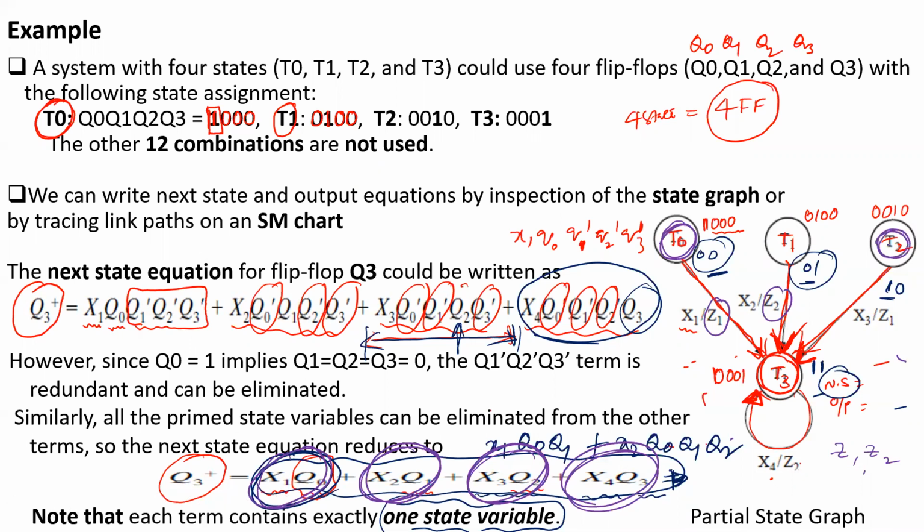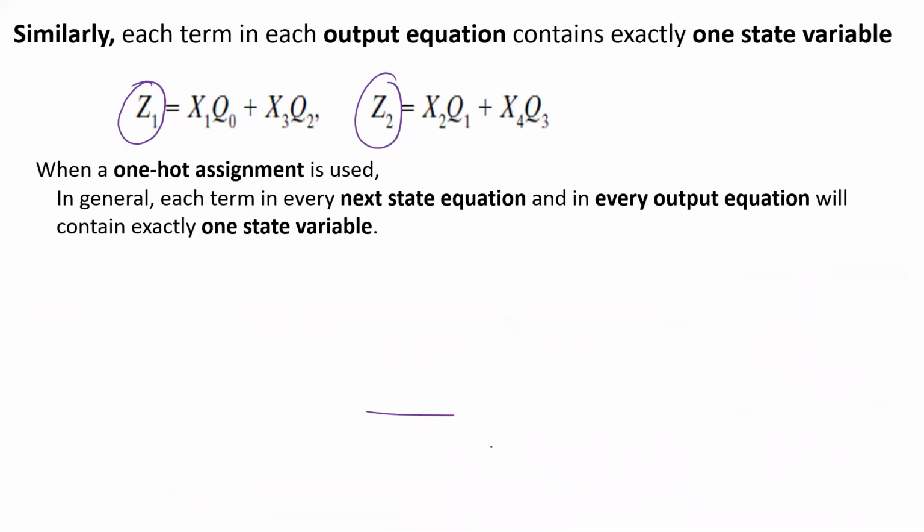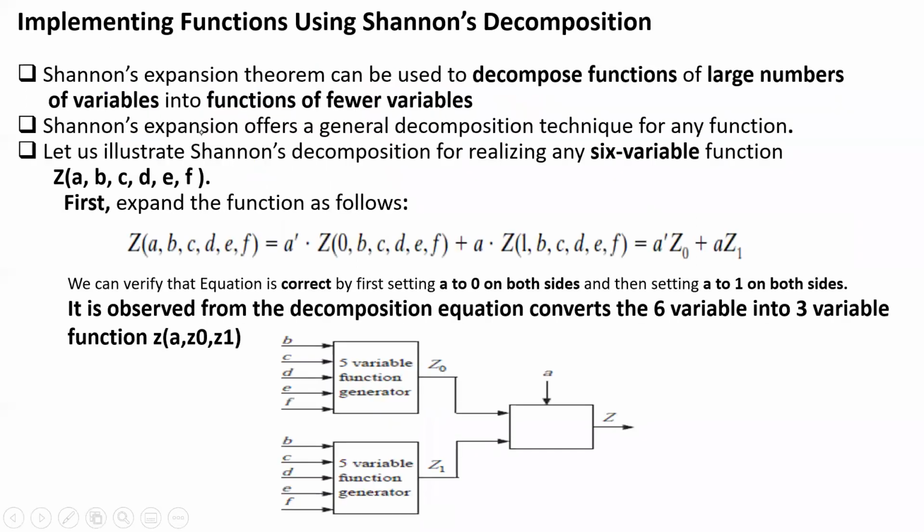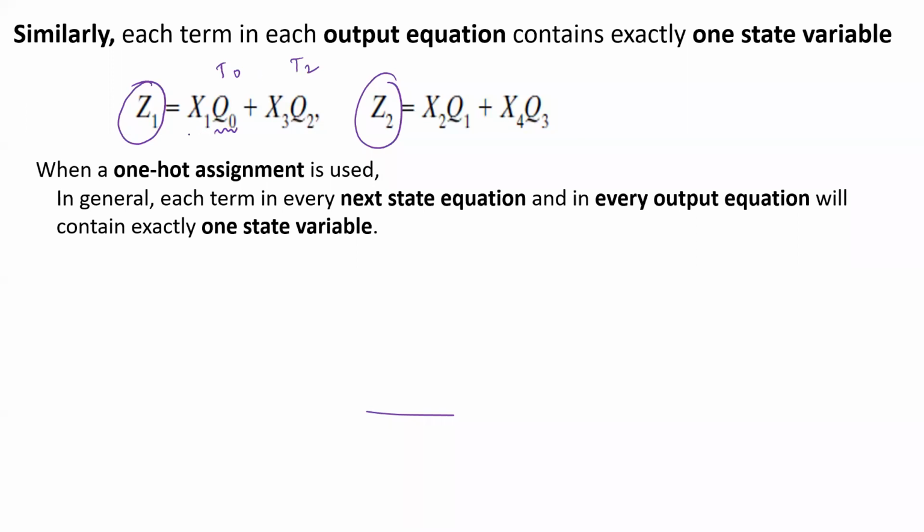So what are the responsible state variables for this one? T0 is required and T2 is required. Therefore, the associated input with this particular term will be considered as one product term. The T2-related output with respect to the input will give you another product term. So this equation also consists of only one state variable, one flip-flop output only, in one product term.